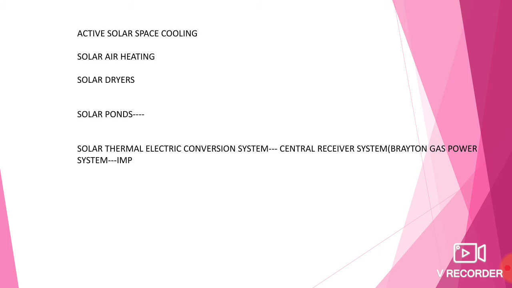Next we will see solar dryers. Again, this is also an important application of solar energy. We are using solar dryers in many applications. Then the solar ponds. This solar pond is an example in the case of thermal electric conversion systems.